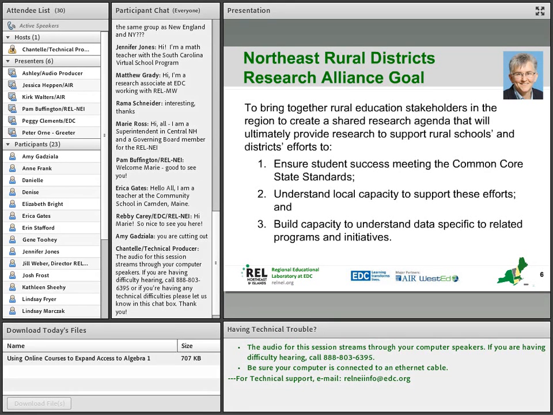This particular bridge event is coming out of the Northeast Rural Districts Research Alliance. The goal for our alliance is to bring together rural education stakeholders in the region to create a shared research agenda that will ultimately provide research support for rural schools and districts. As you can see here, 3 areas that have been identified is around supporting student success and meeting the Common Core state standards, understanding and building local capacity to understand data related to programs and initiatives.